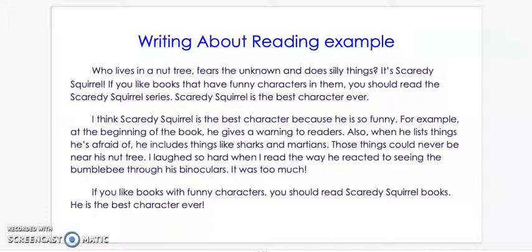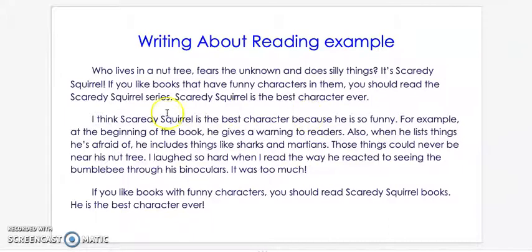So this example wasn't necessarily about Scaredy Squirrel at the Beach. It was kind of about the whole series and maybe some parts from other different books. I gave you that example because I want you to think of your own reasons for why you would recommend Scaredy Squirrel at the Beach to somebody else. So this is just an example of what your writing should look like.